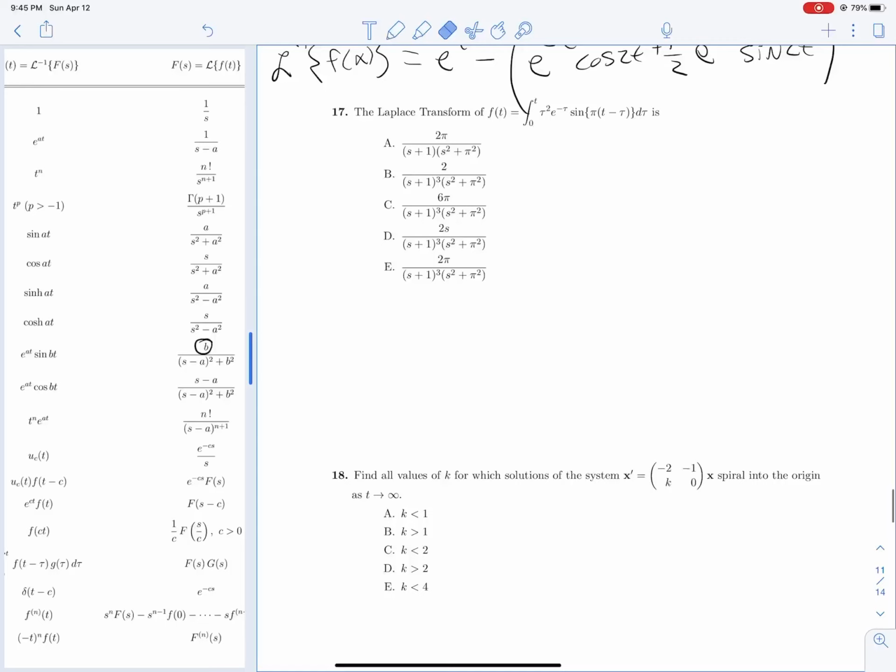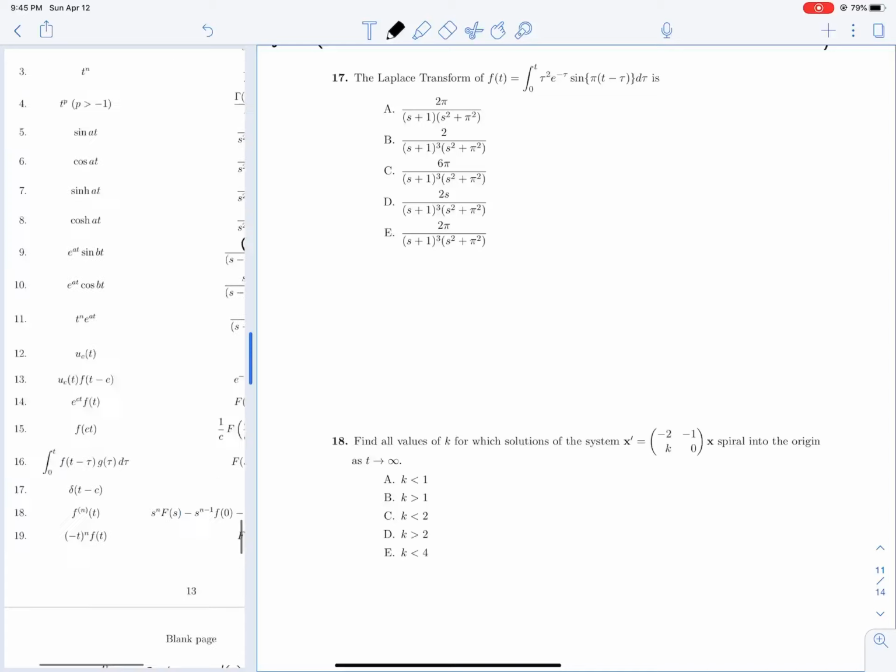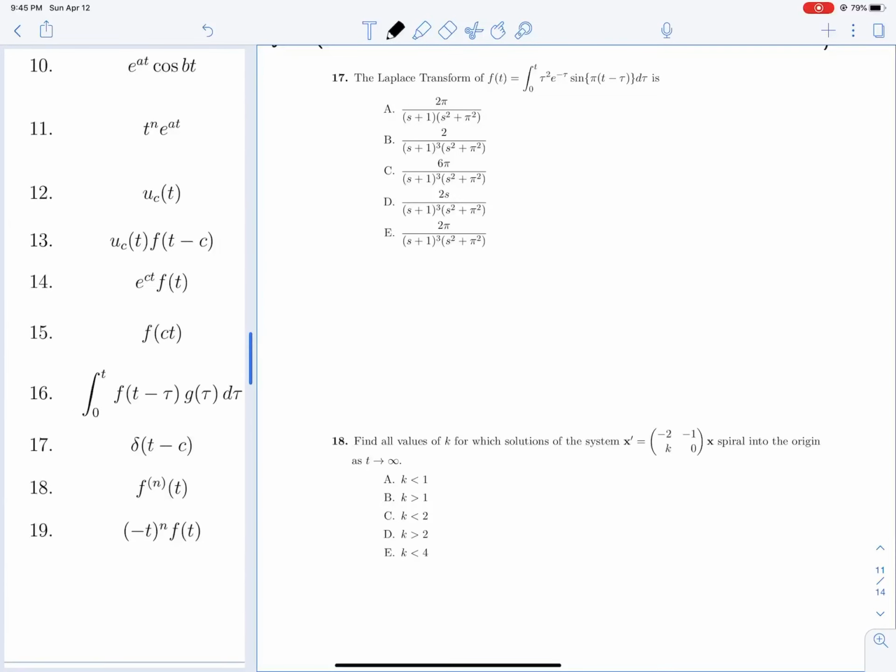17, we are finding the Laplace transform of this guy right here. This is actually a lot more tame than it looks. We know that if we have some function we're trying to take the Laplace transform of, and it's formed from an integral from 0 to t of some function of t where all the t's are replaced with t minus tau. Let's identify that. So f of t minus tau in this problem up here is our sine of pi times t minus tau. That's a little ugly, but you get the point.